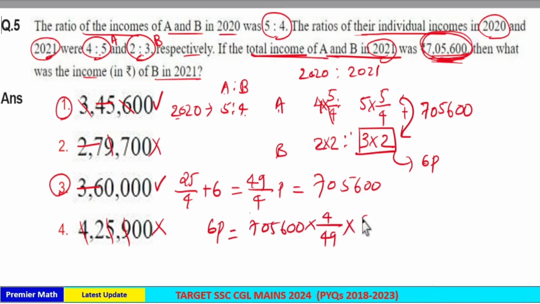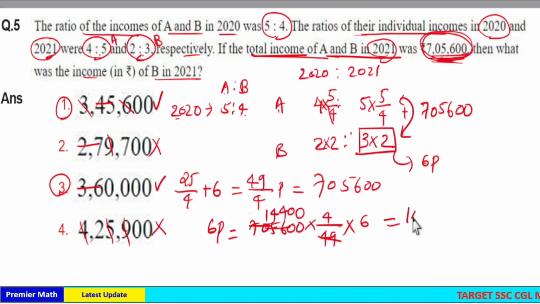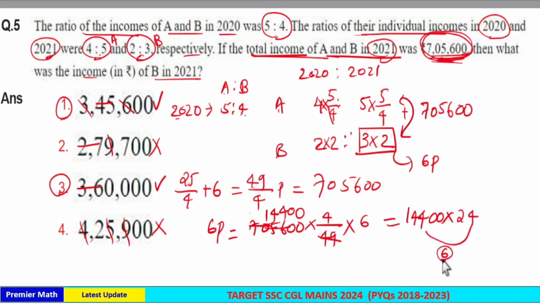into 4 by 49 into 6 part. Now this will become 49 goes 1 time in 70, remaining 21. So this is 215. 49 goes 4 times in 215, remaining 19. So 49 goes 4 times in 196, remaining we have 00. So 14400 into 6 into 4 is 24. Here 4 into 4 will give you unit digit 6, which means here we have 600 as the last 3 digits of this answer. If you check the options, option 1 is your answer.